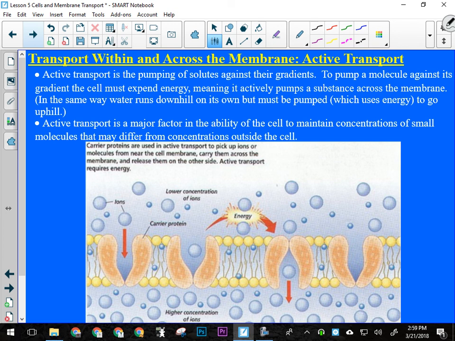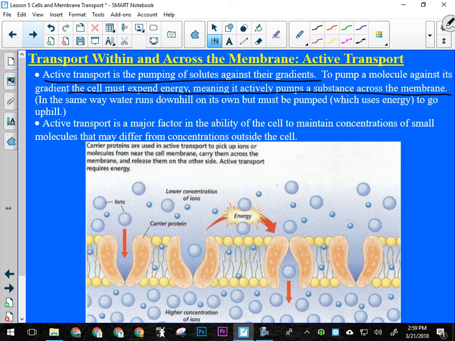Active transport is the active pumping of solutes against the gradient. So it goes the other way. Where the other 2 processes are seeking balance, active transport produces imbalance. It is pumping things the other way, moving water uphill, whatever. It is pumping against the gradient. In order to do that, it has to use energy. The cell expends energy in this process, and it is pumping the materials across the membrane.